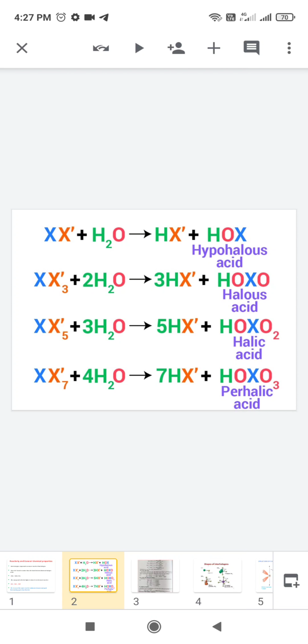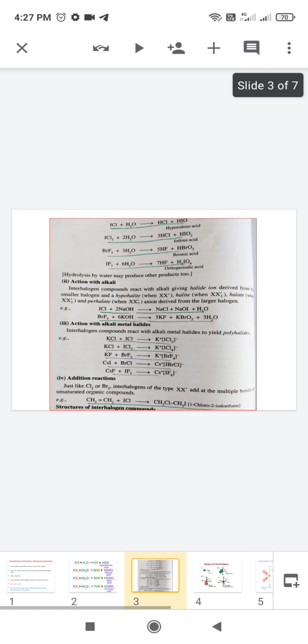And the third variety, XX'5, reacts with water to form HX', that means the most electronegative atom reacts with hydrogen, and a halic acid is also formed. The next variety, XX'7, reacts with water to form HX' plus perhalic acid. Now we are moving into the examples.